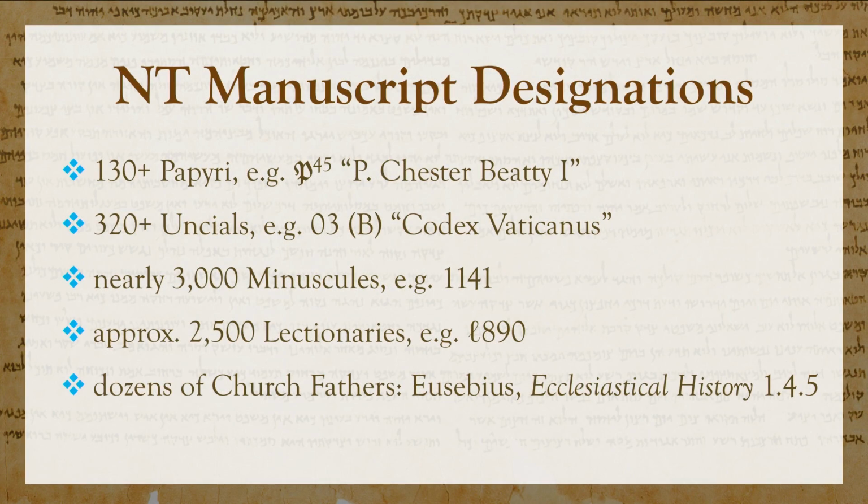So let's talk numbers. Here we have, in the first grouping, 130 plus papyri. We've already looked at those. For example, P45. And you can see the way that we write that, if you recall from our previous session, is in this Gothic font, this letter P. And then we have a superscript for the number 45. And of course, that manuscript also has its own name. It's called P. Chester BD1. That's the other name for P45.